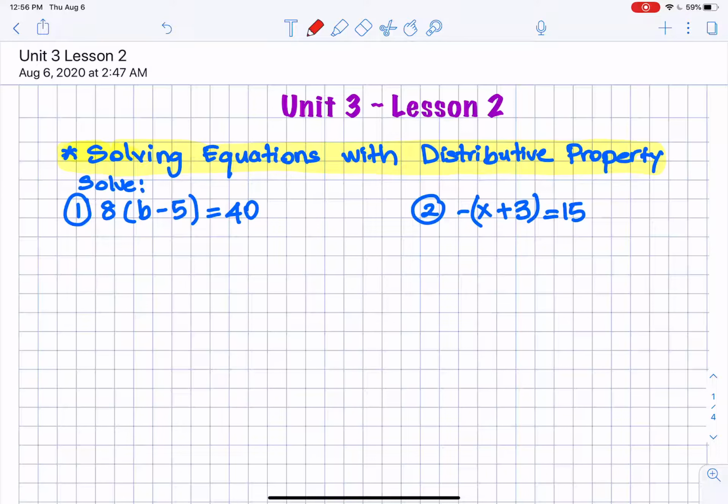We are going to start with solving equations with distributive property. Question number 1: 8 times (b minus 5) equals 40. I'm going to start with the distribution. I'm going to apply the distributive property. The 8 times b will be 8b, minus 8 times 5 will be 40.